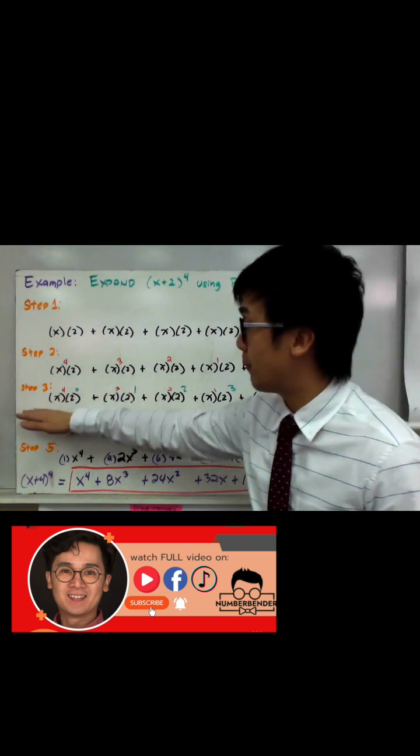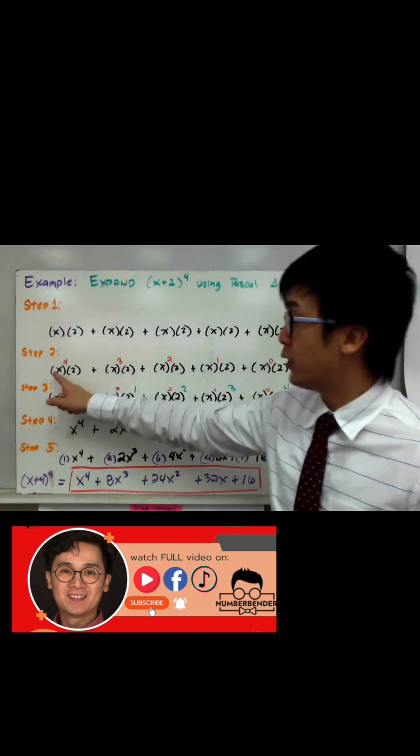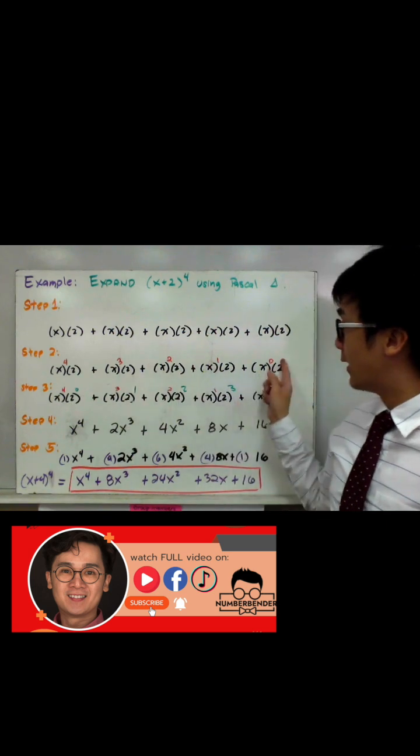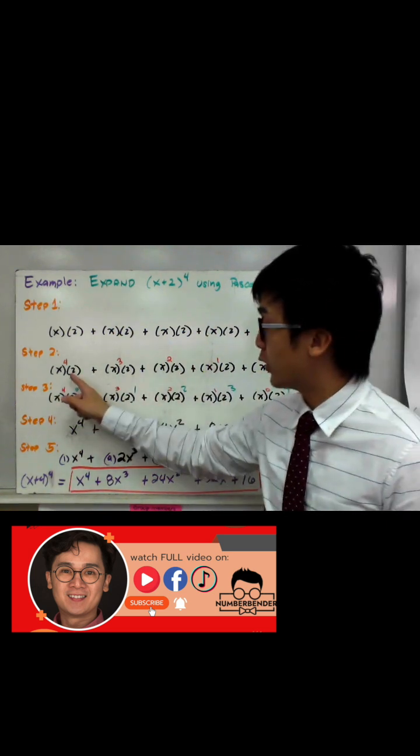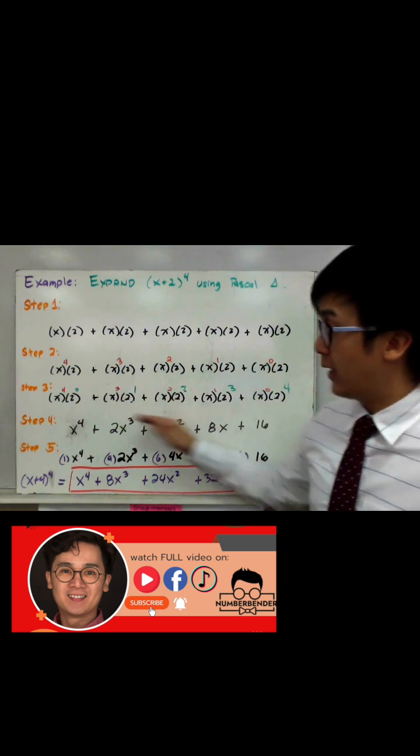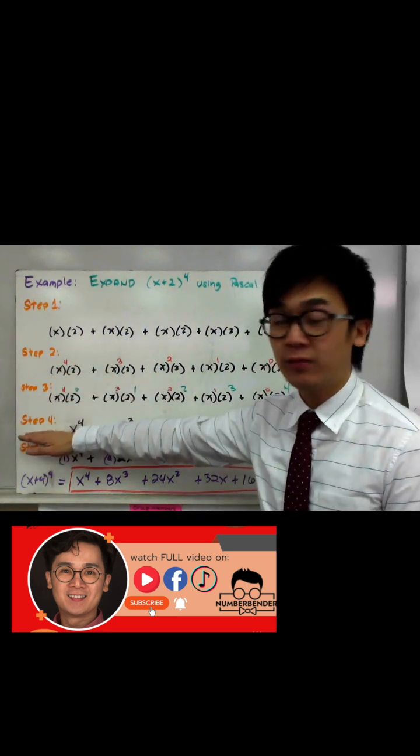And this is our step number 3. So for the first factor, your exponent will be in descending order, and for your second factor, your exponent will be in ascending order. Now for step number 4, you need to simplify your exponent.